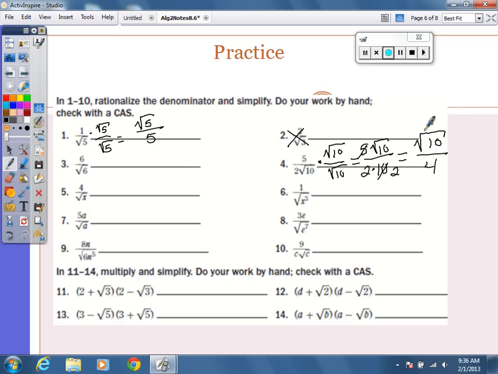Is the square root of 10 okay? Can that be broken down further? No, it can't, because a perfect square does not go into it. Yes, I could break down 10 to 5 times 2, but that does not help me. Nothing can be pulled out from there, so that doesn't help.